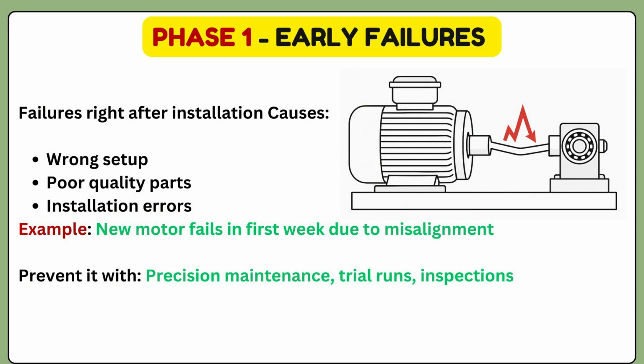So can we avoid this? The answer is yes, we can avoid this if we use the proper tools, or if the technician is well trained. For example, if they use a laser alignment kit for doing the alignment, then definitely they can avoid this failure. Such kinds of failures come in phase 1, known as early failures. Now let's move to the second phase.